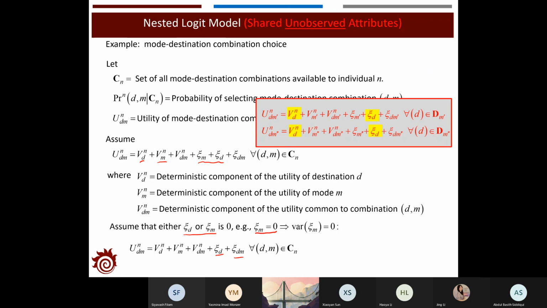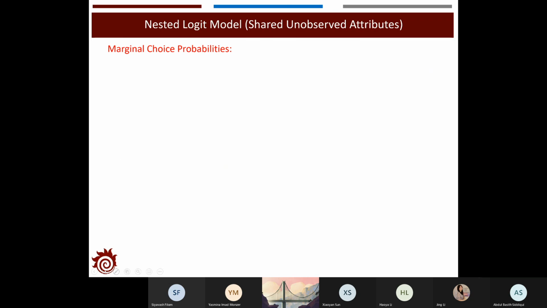So we have two random terms here. And now we need to build the model based on this new utility function. And that is the nested logit model we defined. First of all, similar to the previous step, we have to calculate the marginal choice probability. That is the probability of choosing the mode D.